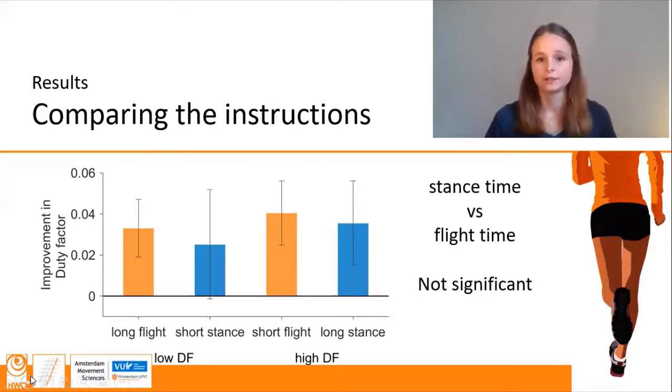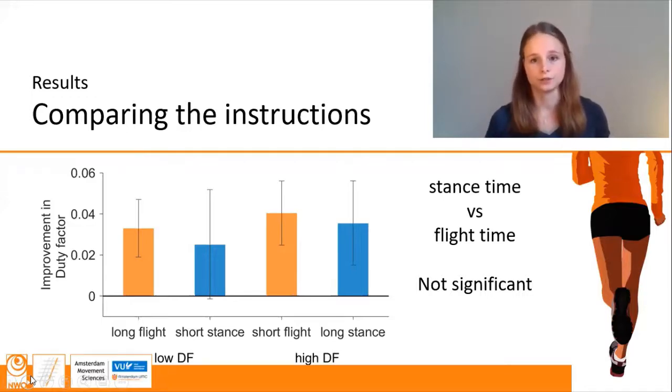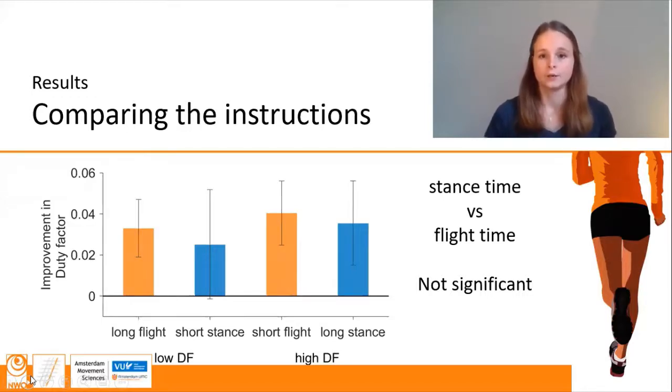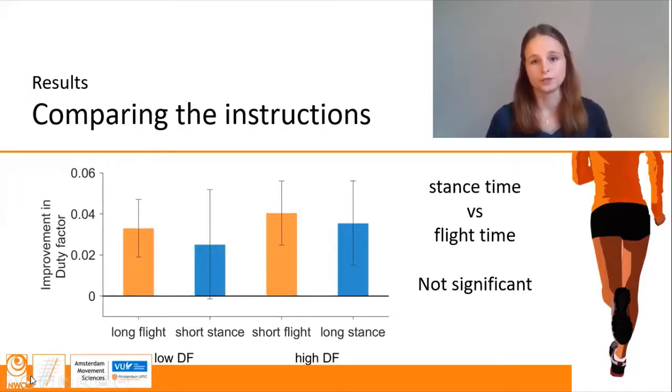In order to check this, we calculated the improvement in the duty factor. So this is the difference between the baseline and the performance trial in the direction of the instruction. We used repeated measures ANOVA to compare the different instructions.